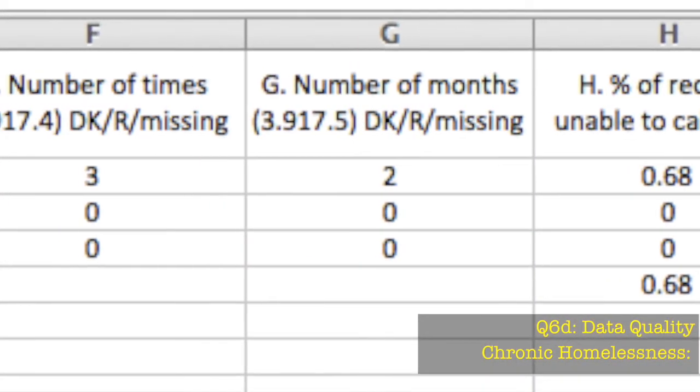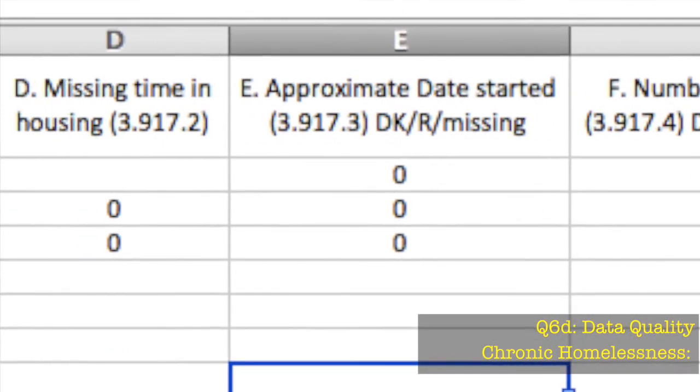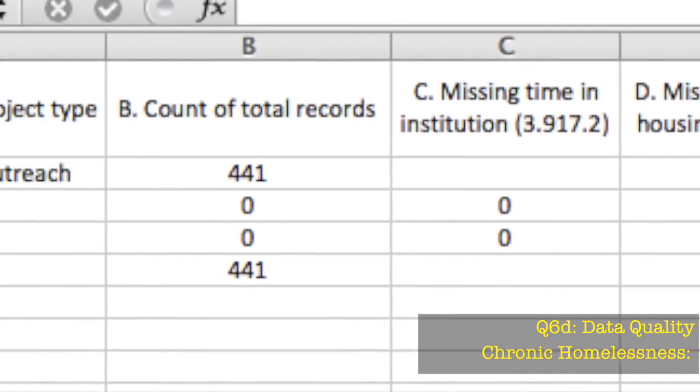There are also a few new data quality elements in APR version 5.1, like question 6D, data quality on chronic homelessness. In this APR, it's clearly listed, which is helpful to make sure that permanent supportive housing projects comply. Another new data element is question 6E, data quality timeliness.